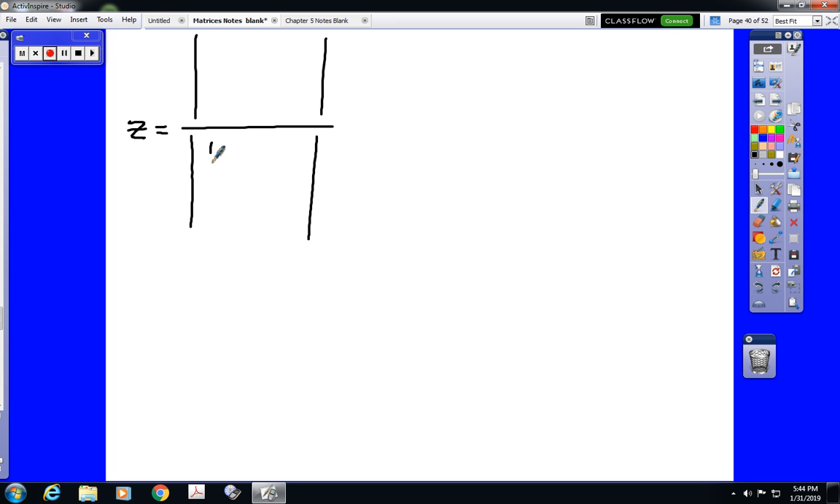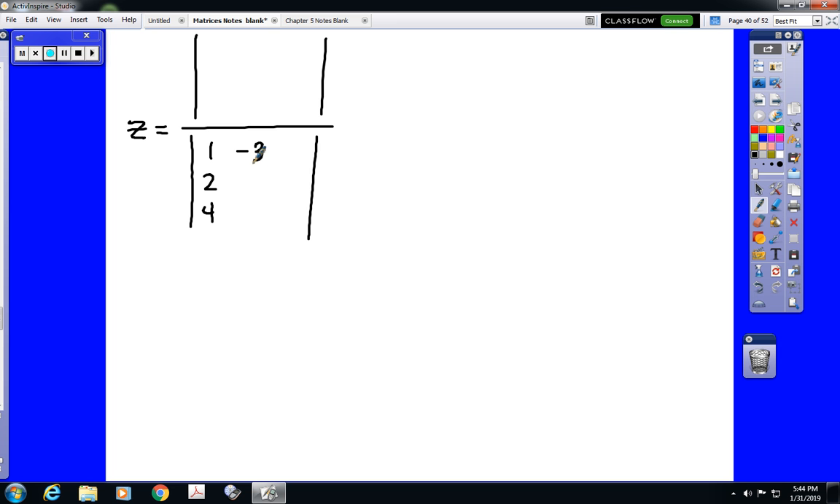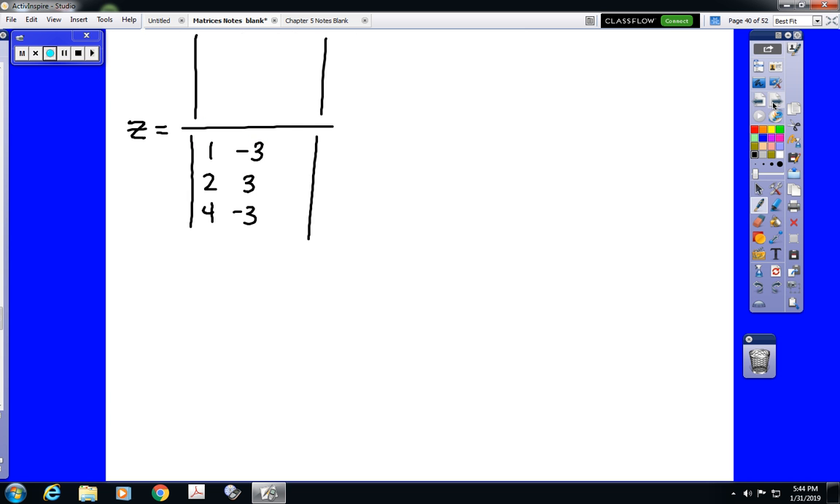All right. 1, 2, 4 in the first column. The y is going to be the same as it was for x and z. Negative 3, 3, negative 3. And the z is going to be the same as it was in the first two. 3, negative 1, negative 1. Now those first two columns up top are the same. So we can just copy those up there now.